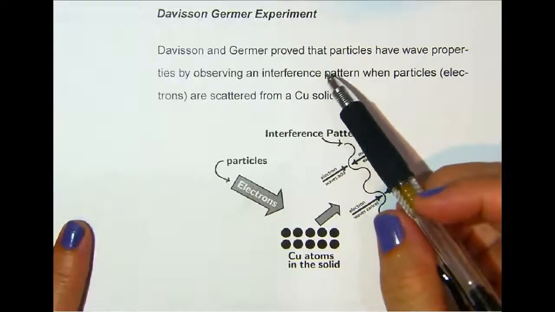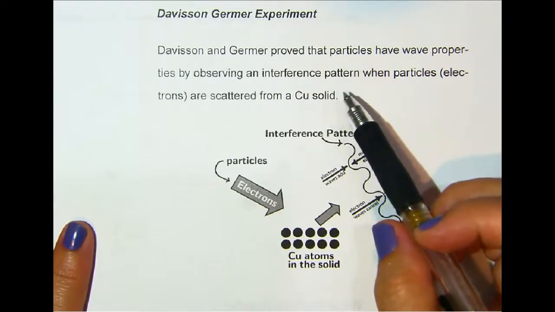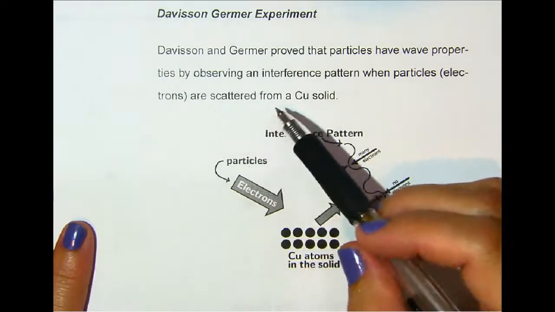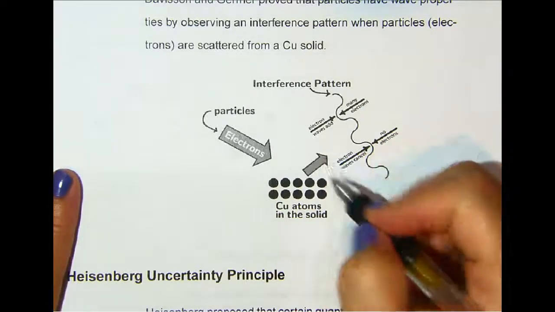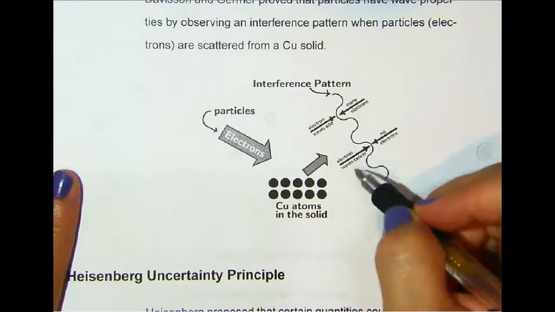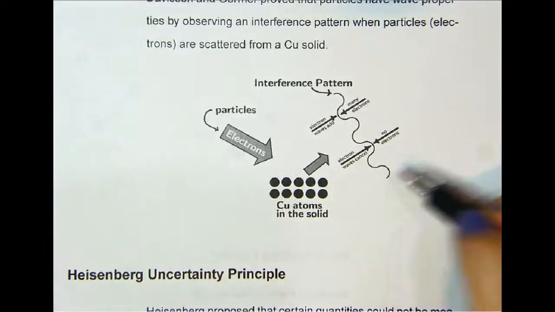Davisson and Germer proved that particles have wave properties by observing an interference pattern when particles, electrons specifically, are scattered from a copper solid. So here, it's like doing the double slit experiment except with particles, and we found that whenever you put the particles through two slits, we ended up with an interference pattern just like the waves did.